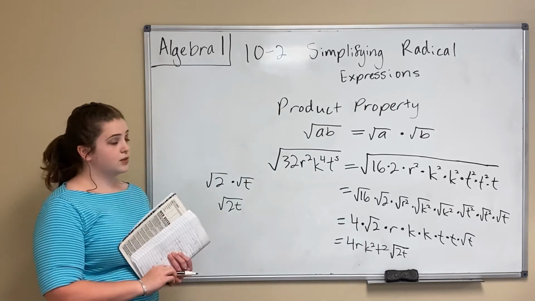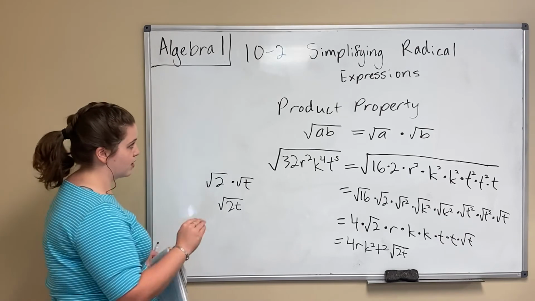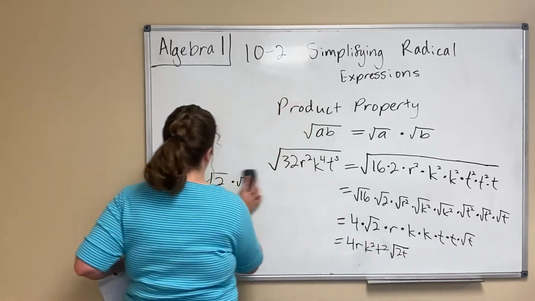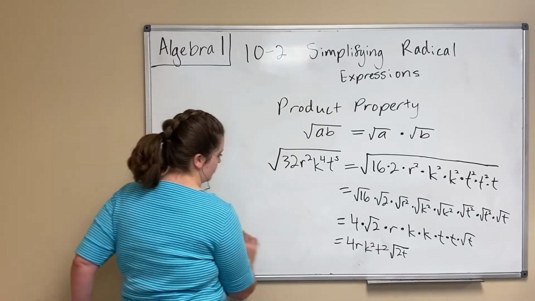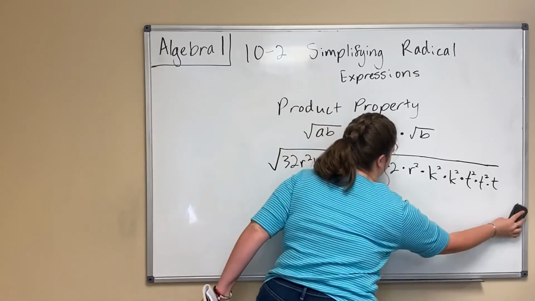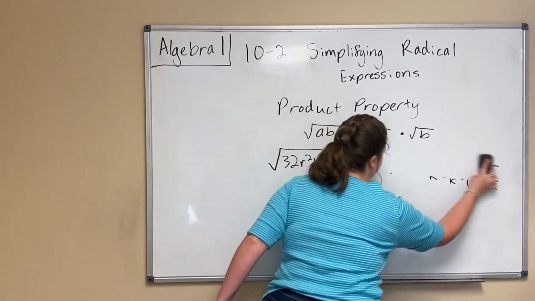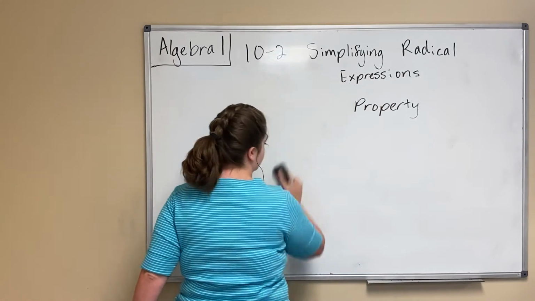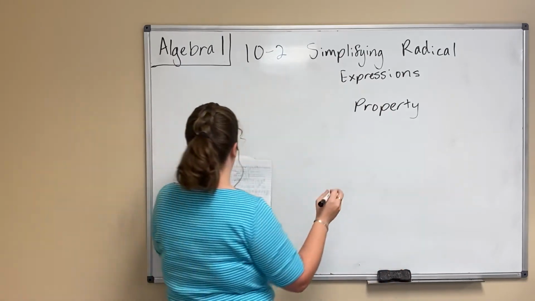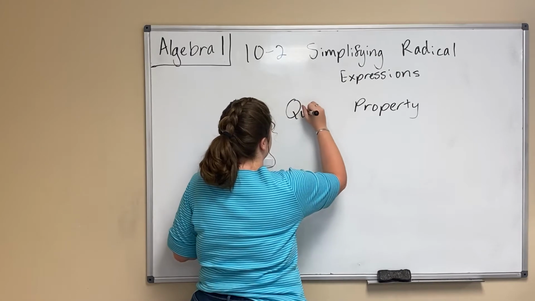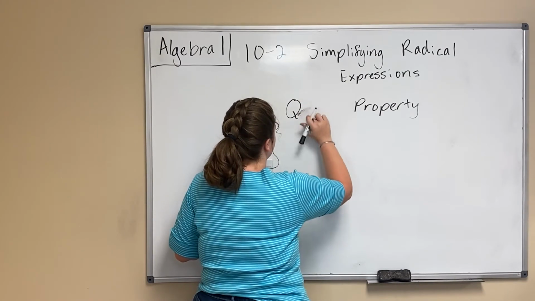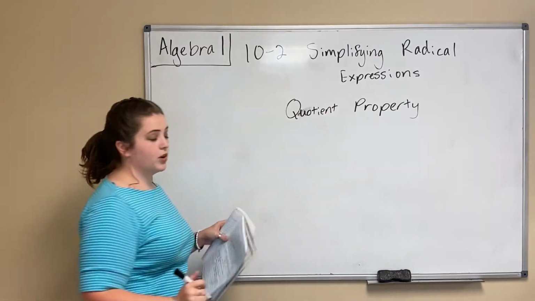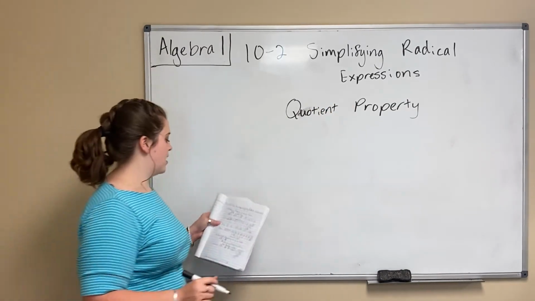Okay, that's one way to simplify expressions, with the product property of square roots. We're going to learn one more thing about simplifying square roots, and instead of the product property, product means multiply, right? Instead of product, we're doing the quotient property. Quotient. So when you think product, think multiply. Quotient, we think divide, right?